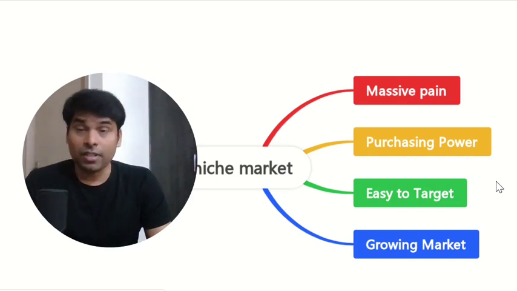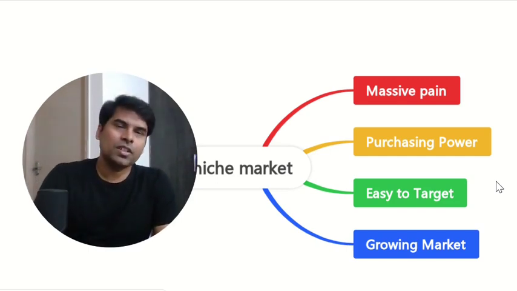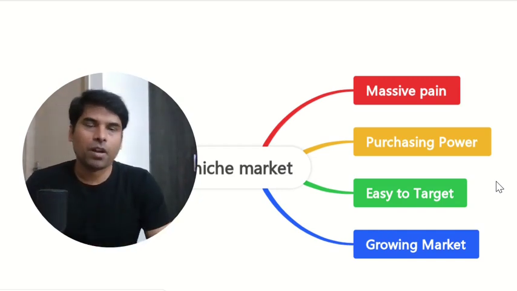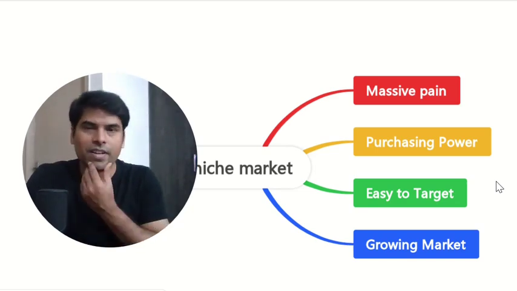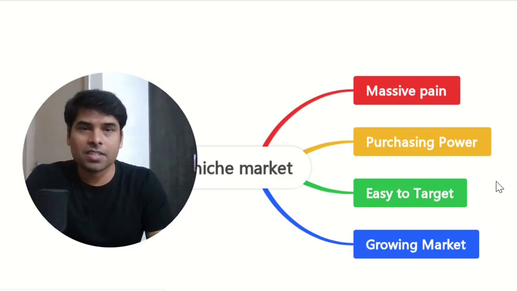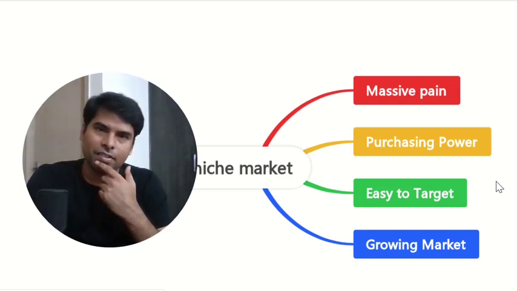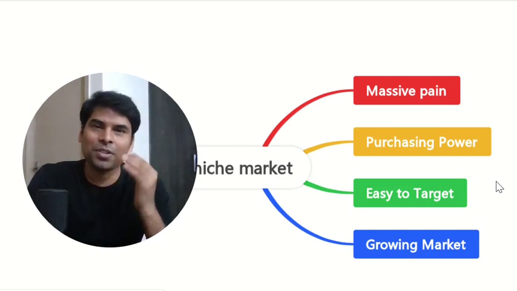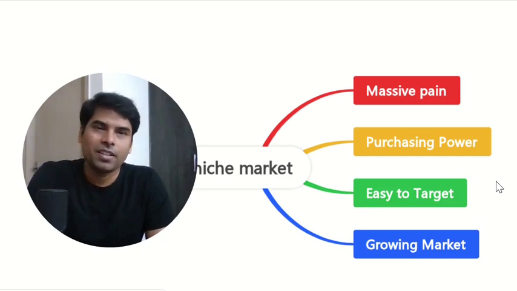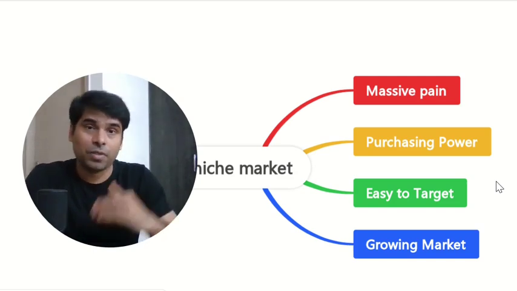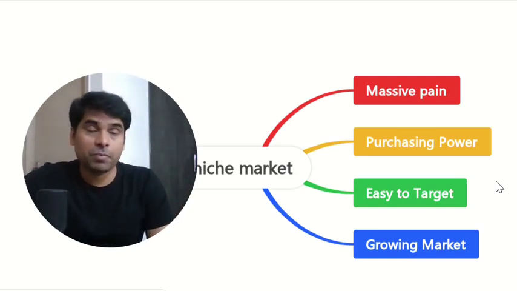Something which is very important. If you really want to grow your business and you want your business to be profitable, it's a very simple concept: your audience should be rich people. If you are solving a problem for rich people, obviously you're going to become rich. So this is the funda. If you want to start a business, always target rich people. This is the niche market. If you're able to solve the problem of rich people who have purchasing power and a massive pain, definitely you will not struggle to get leads, and you will not struggle to raise your price. So purchasing power plays a very important role.